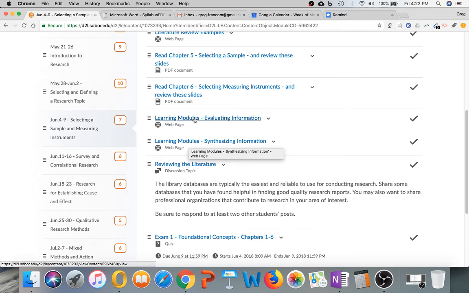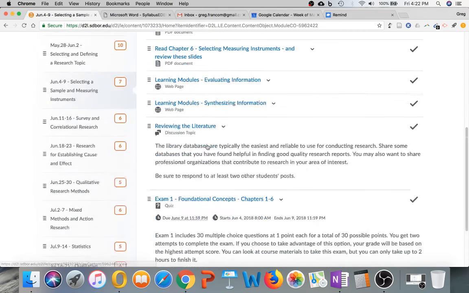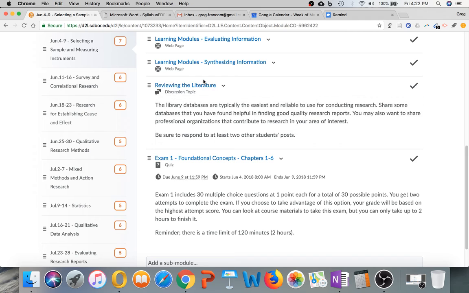All right, and then you'll go through learning modules on evaluating and synthesizing information. And then reviewing the literature is the discussion for this week. The library databases are typically the easiest and most reliable to use for conducting research. You might be able to share some of those that you have found helpful so far in finding good quality research reports. You may also want to share professional organizations that contribute to research in your area of interest, and then talk to each other about those. So that's something to discuss on the board.